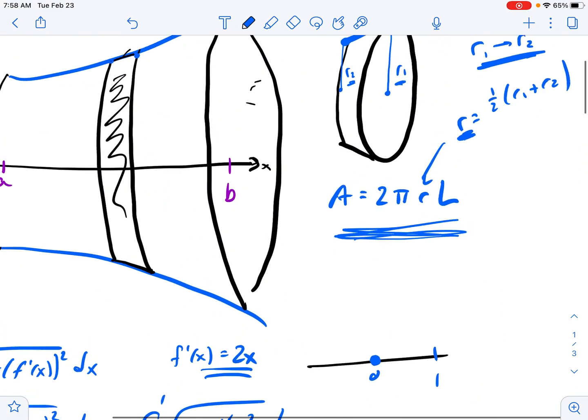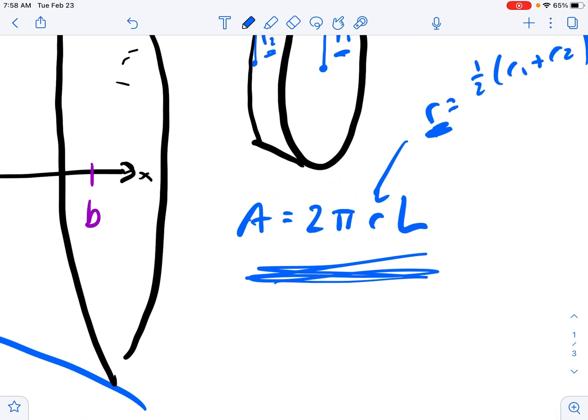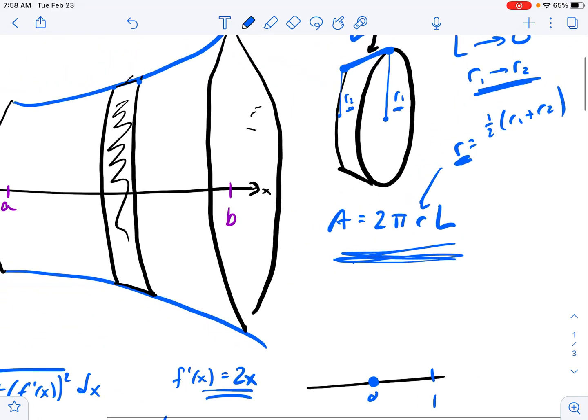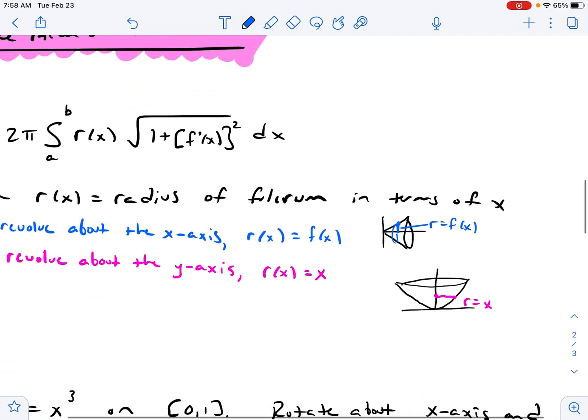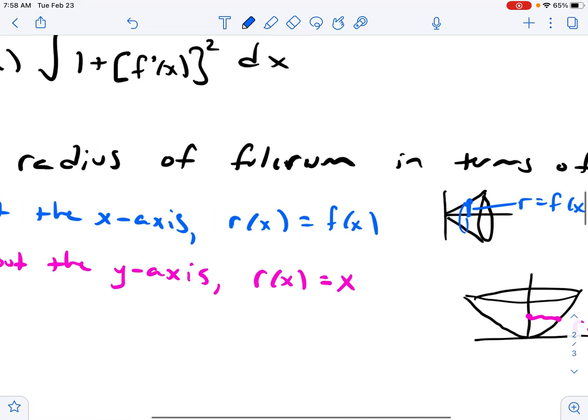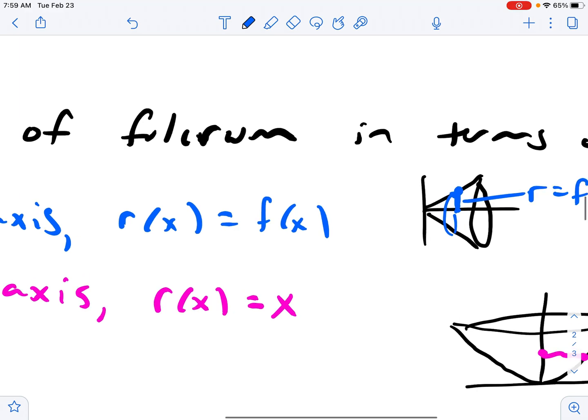So that's why I was going back up here when I say, look, the trick is to always get this stuff in terms of x. So r is going to represent the radius of the fulcrum in terms of x, okay? This is going to vary depending on which axis you're revolving around, okay? If we revolve around the x-axis, in blue here, the radius as a function of x is just f of x.